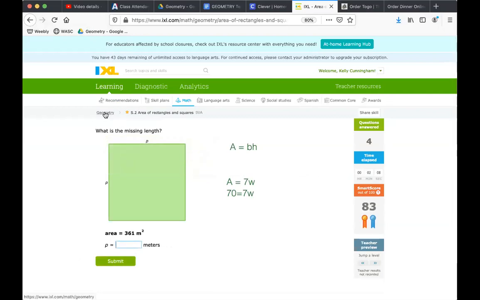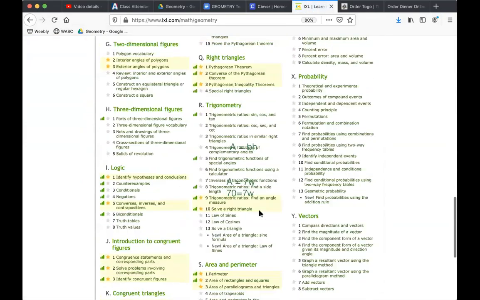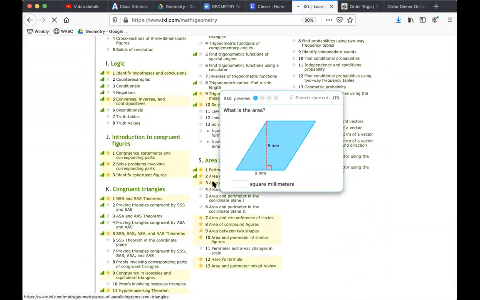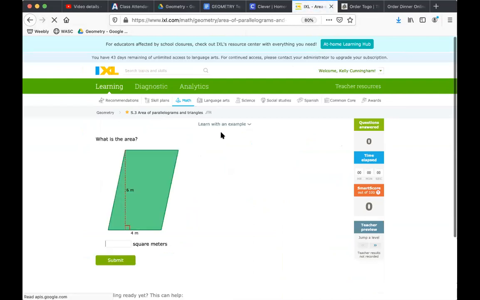All right, let's go back. Let's go into S.3. Area of parallelograms and triangles. Okay, so these are two different formulas. Now, parallelograms are actually the same as squares and rectangles. It's still base and height.